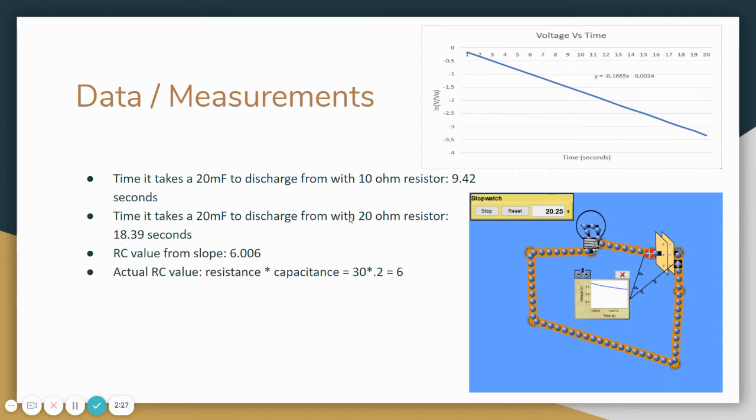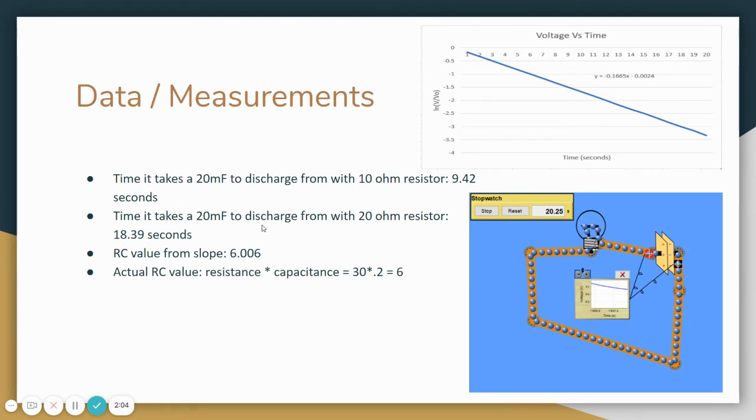And this makes sense because with a higher resistance, since I is equal to V over R, a higher resistance means a lower current, and because this is a lower current, it's going to take longer to discharge.